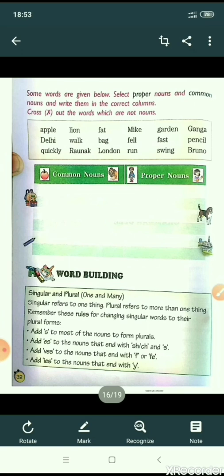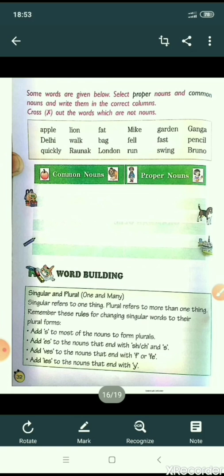Then fat. Fat is not a naming word. Fat is a describing word. So we will cross this. Then Mike. Mike is a proper noun. It's a name of a particular person. So we will write it under proper nouns.